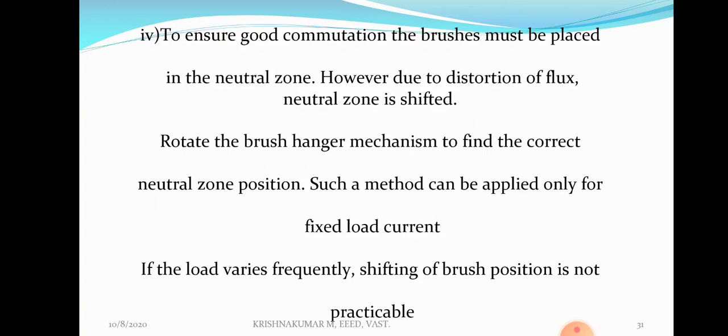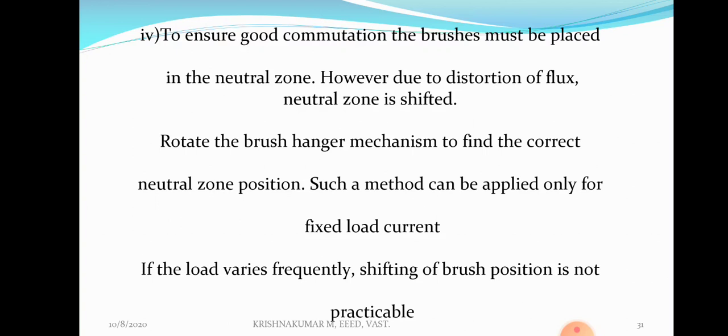That is the fourth method, and thus we can avoid the cross magnetizing effect and sparking to a certain extent. To ensure good commutation, by avoiding the sparking of brushes, by avoiding the cross magnetizing effect, brushes must be placed in the neutral zone. Neutral zone means magnetically neutral. It is neither north nor south. Between a north pole and south pole, there is a magnetically neutral plane. That axis is known as MNA, magnetic neutral axis.